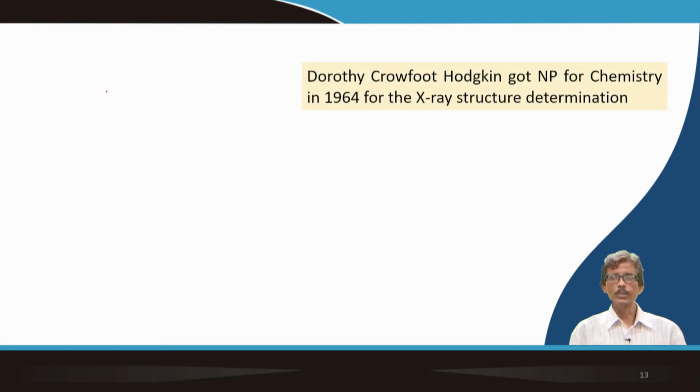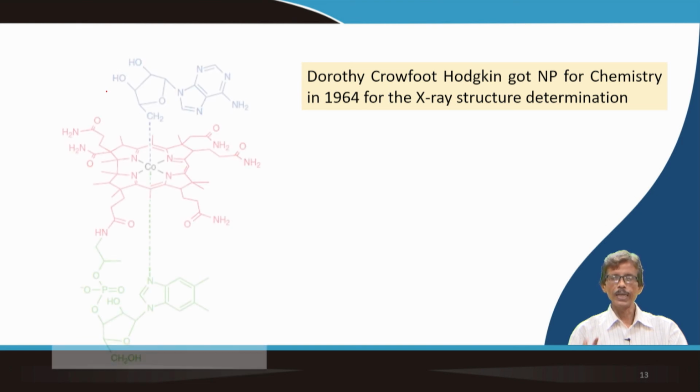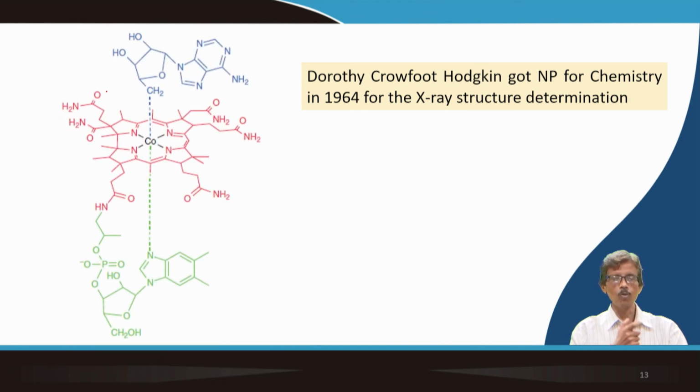So, it is Professor Hodgkin. Dorothy Crowfoot Hodgkin got the Nobel Prize in 1964 for the X-ray structure determinations. The first time, in 1964, we came to know what the B12 structure is. Previously we only had the analytical information. So, now you can practice yourself about the corrin ring and how the corrin is different from the porphyrin ring and all these positions.